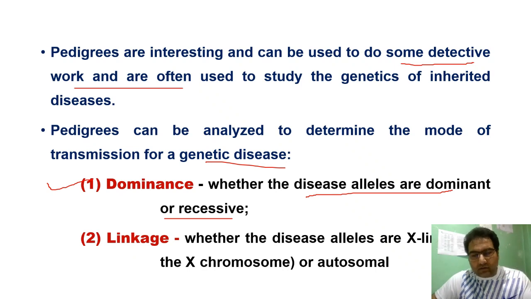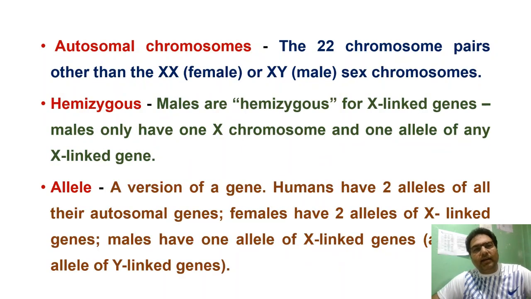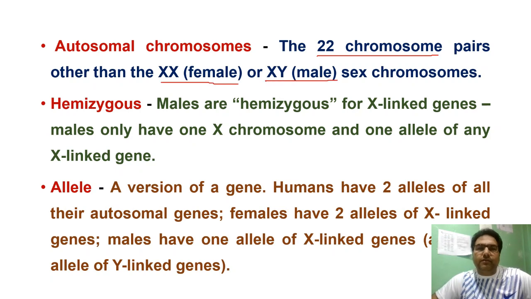If it is not on a sex chromosome, whether X or Y, it is autosomal. So whether it is X-linked or autosomal, we have to see this also. And secondly, if we talk about the autosomal chromosomes, we know that the 22 chromosome pairs, other than XX in the case of female and XY in the case of males, are sex chromosomes, whereas 22 chromosomes are autosomal chromosomes.